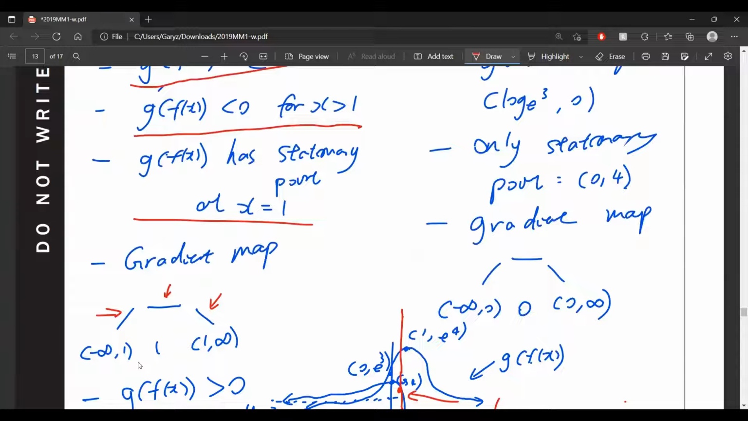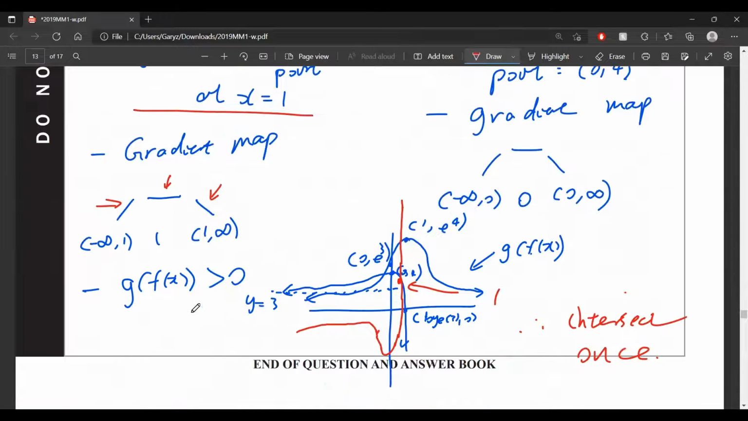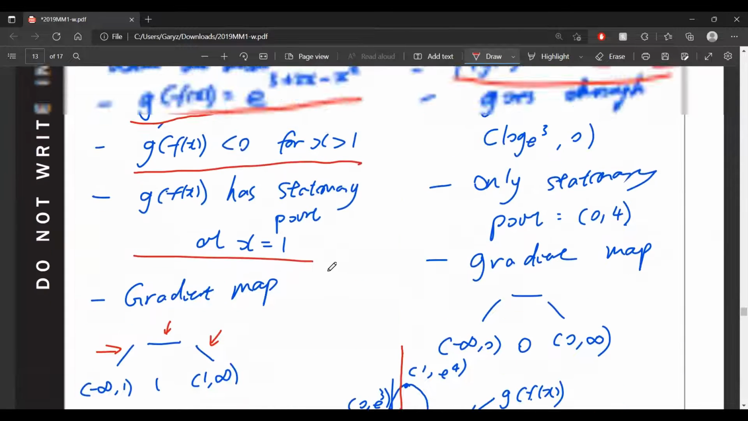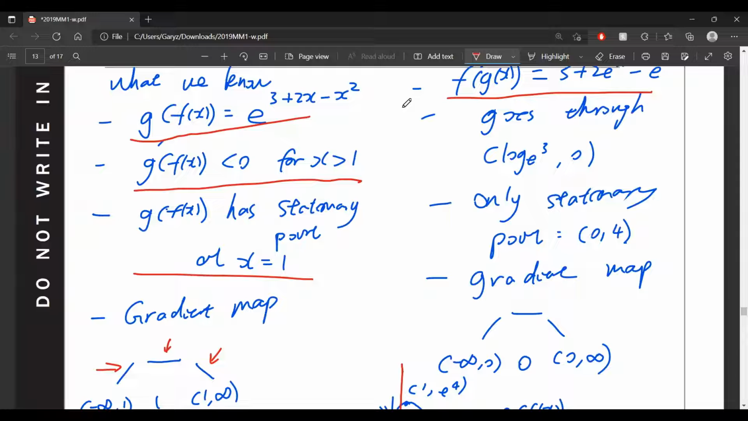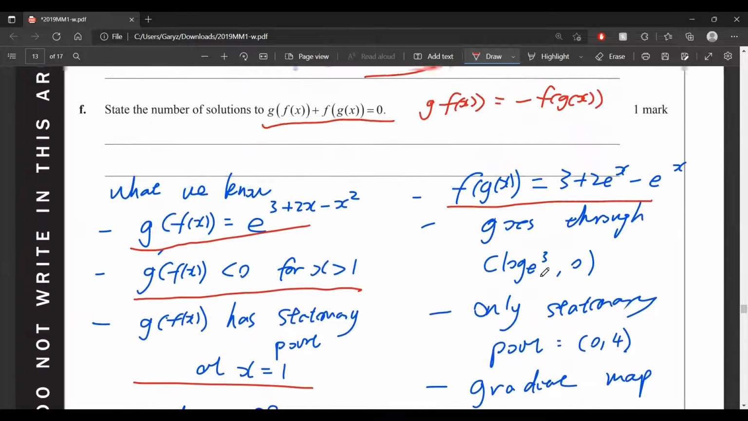So this is kind of like the gradient map for g of f of x. So we know that it goes up until 1, which is a stationary point, then we go down after. Okay, cool. And the final thing, which is, I guess, the hardest thing to realize about g of f of x, is that it is always bigger than 0 because it's e to the power of something. So e to the power of something can never be a negative number. And that's why we know that this function is always bigger than 0.